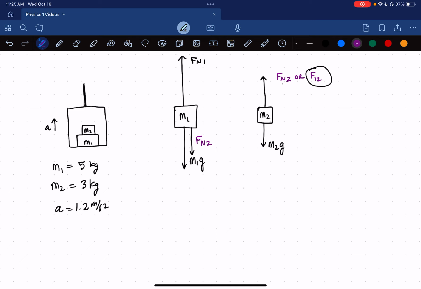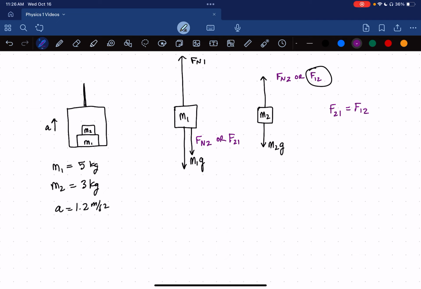You can say Fn2 because that's the same amount of force. But if you called it F12 over here, you should probably call this one F21. The force that mass 2 puts on mass 1. And you just have to make a statement saying that F2 on 1 is equal to F1 on 2. It's the same equal but opposite force. Newton's third law, you get the idea. Mass 1 puts a force on mass 2 going up. Mass 2 puts a force on mass 1 going down in equal magnitude, opposite direction.